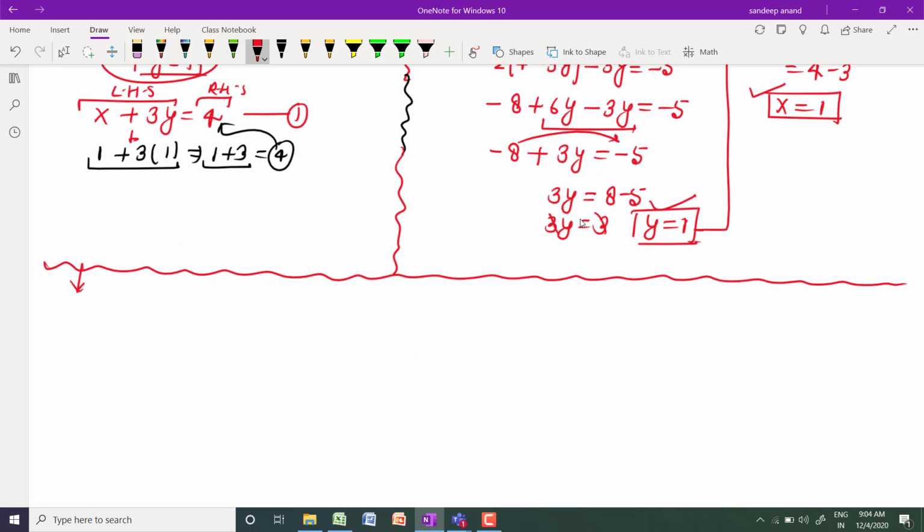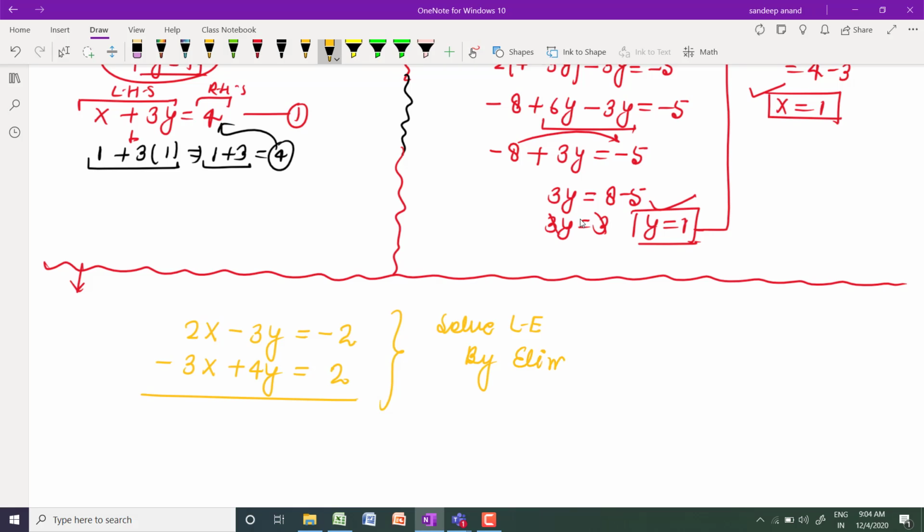First, I am writing one equation. This equation is 2x minus 3y is equal to minus 2, and minus 3x plus 4y is equal to 2. Okay, so this is the equation. Solve the linear equation by elimination and substitution method.